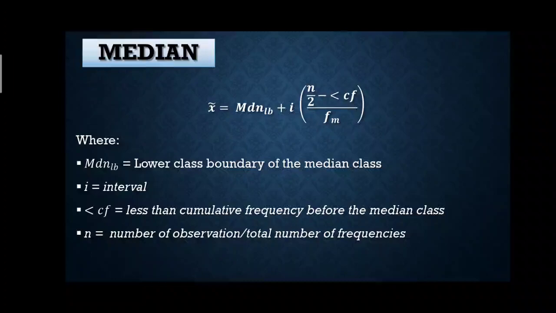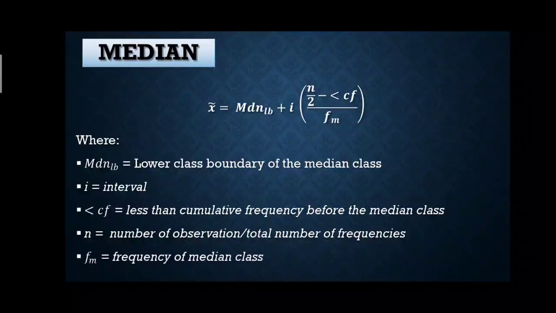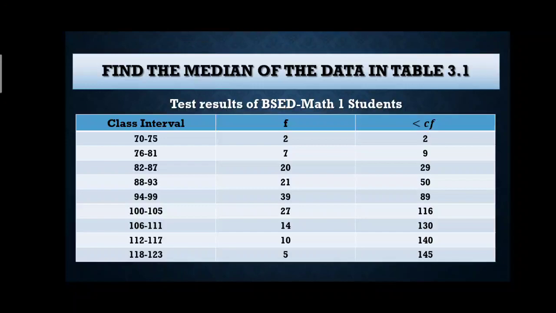So which is our lower class boundary of the median class, I is the interval, less than CF means less than cumulative frequency before the median class. n is the number of observations, or the total number of frequencies, fm is the frequency of the median class. So we have this. Find the median of the data in table 3.1, the test results of PhD and Math 1 students. So we have the same values.